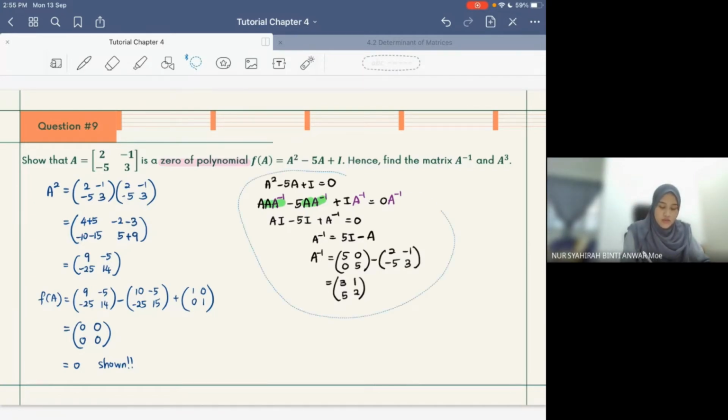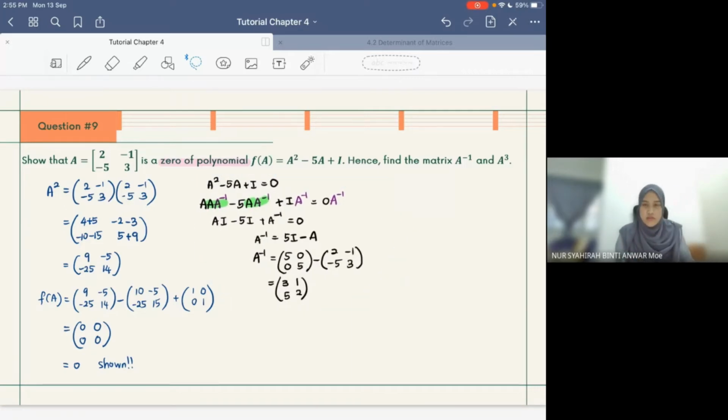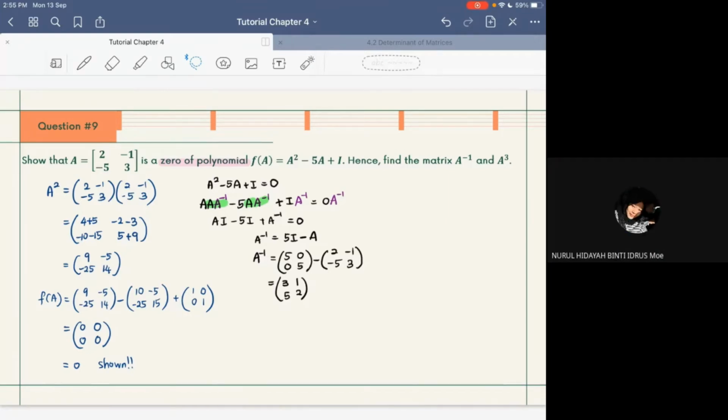So far okay using these properties? Can, madam. Can, madam. Okay.